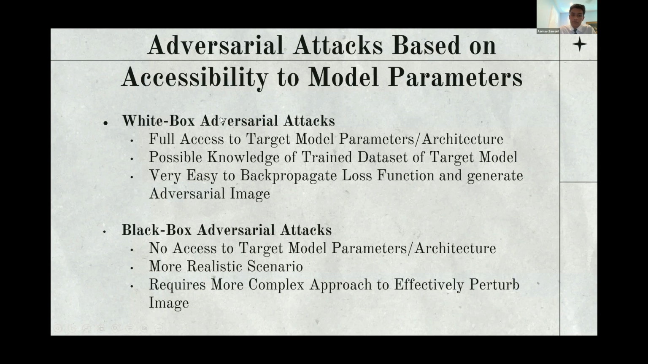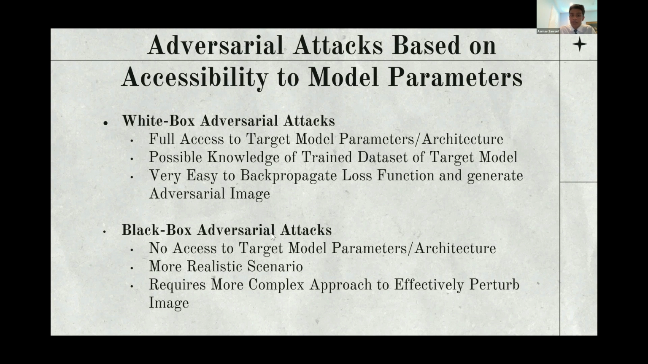But having all the weights also makes it really advantageous because it's really easy to backpropagate the loss function and generate an adversarial example in the most efficient way possible to maximize your loss function. So it's very impractical, but it's very simple. The second situation is more realistic. It's called the black box adversarial attack. In this situation, the attacker has no access to target model parameters or its architecture. It's a much more realistic scenario, but it also requires a more complex approach to effectively perturb the image.